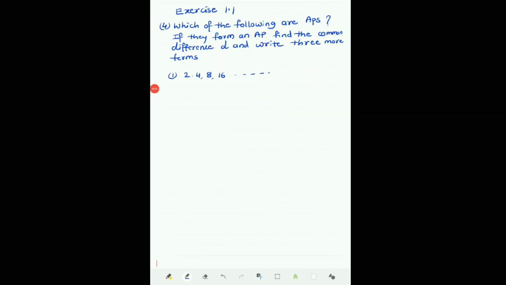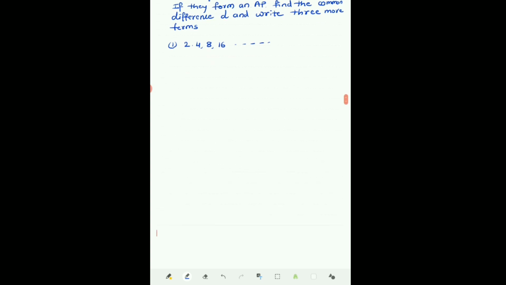Let us solve some questions in exercise number 1.1. See the fourth question. Which of the following are APs? If they form an AP, find the common difference D and write 3 more terms. The first one is 2, 4, 8, 16, and so on. According to the question, we have to verify whether it is an arithmetic progression or not. So let us consider A1 is 2, A2 is 4, A3 is 8, A4 is 16.